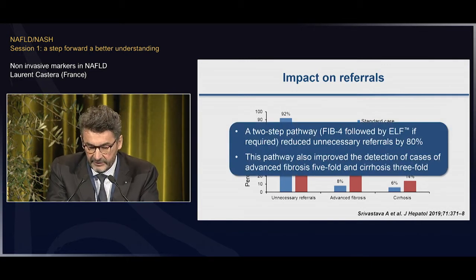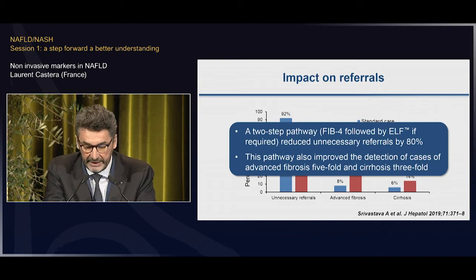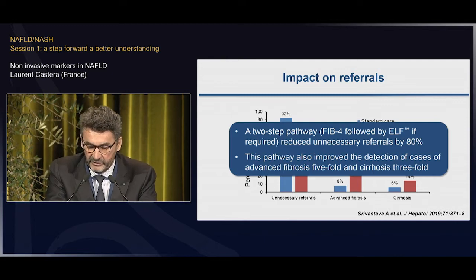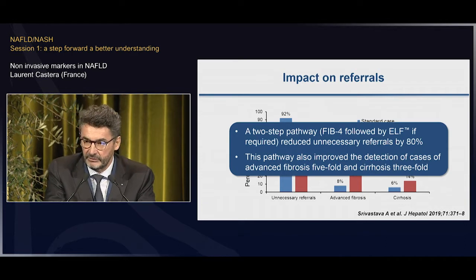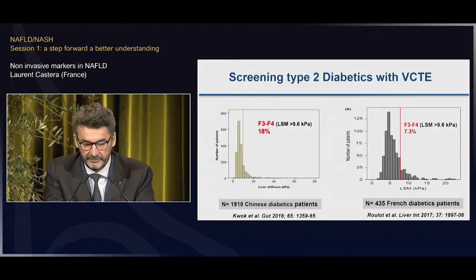proposal. So 2 steps, FIB-4 followed by ELF, if required, reduce unnecessary referral, and also improve the detection of advanced fibrosis cases 5-fold. The issue, as I mentioned, is that ELF is not available in most countries, including in France.